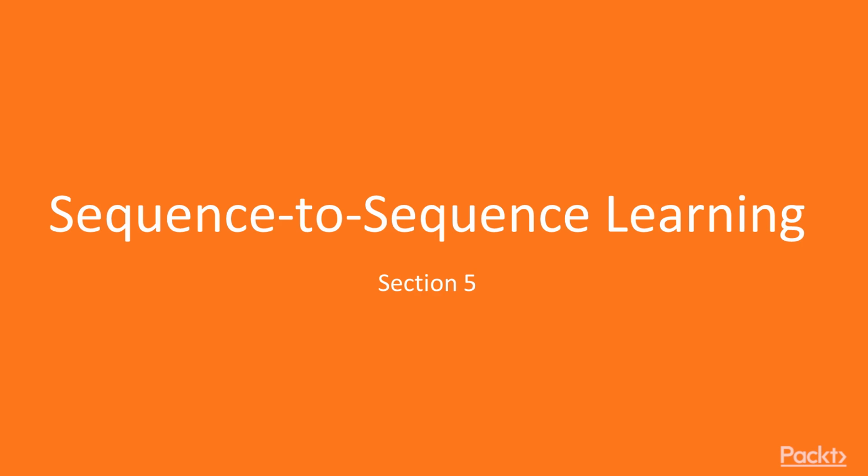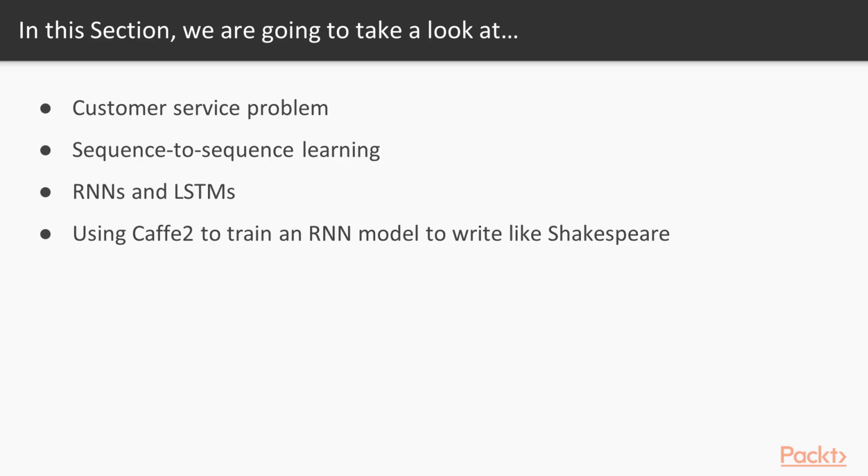In these sections, we're going to look at sequence-to-sequence learning. At the beginning, we're going to look at the customer service problems. I hope I motivate you to look at sequence-to-sequence learning from this problem. And then we are going to introduce the definition of sequence-to-sequence learning and also the definitions about RNN and LSTM. Finally, we're going to use Caffe2 to train our RNN model to write like Shakespeare.